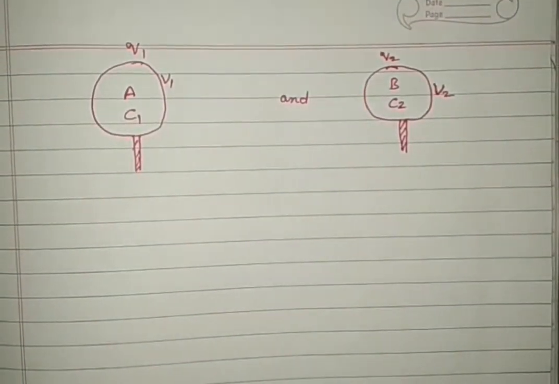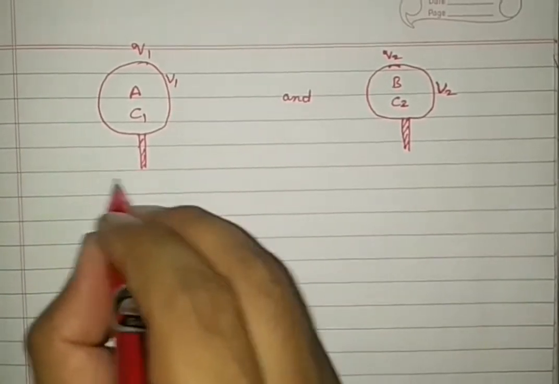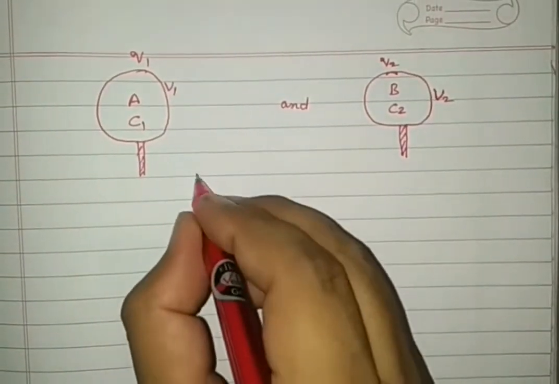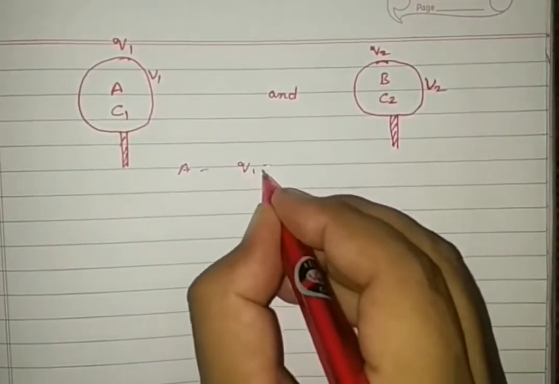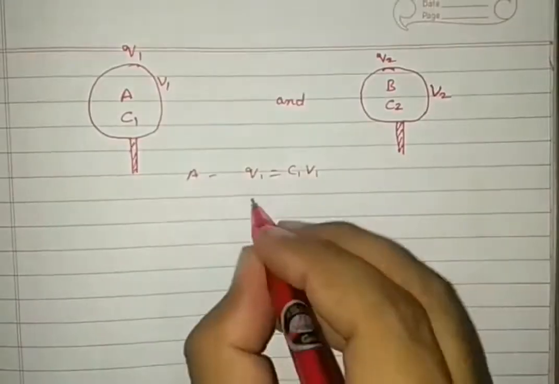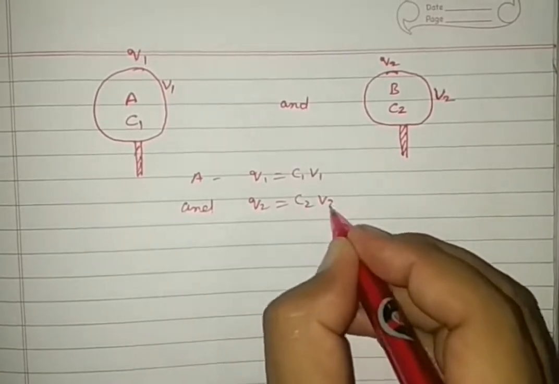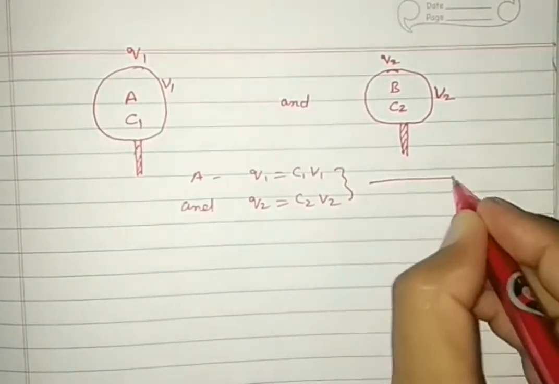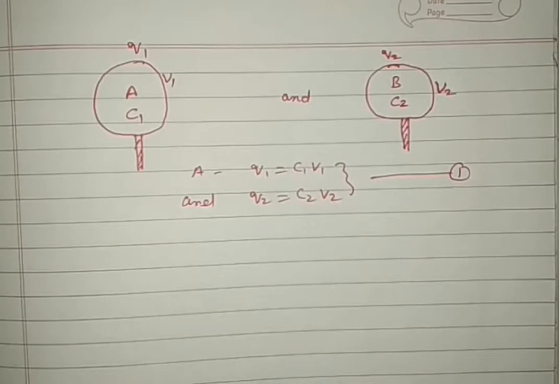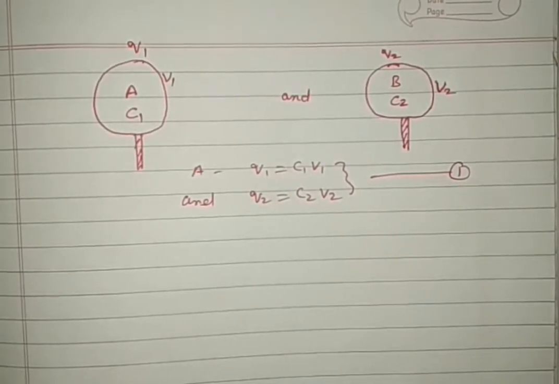Here we can write for capacitor A, Q1 is equal to C1 V1, and Q2 is equal to C2 V2, represented by equation number 1. Clear?